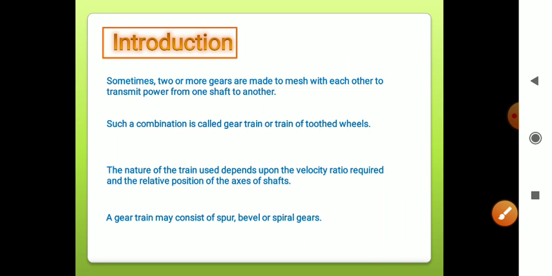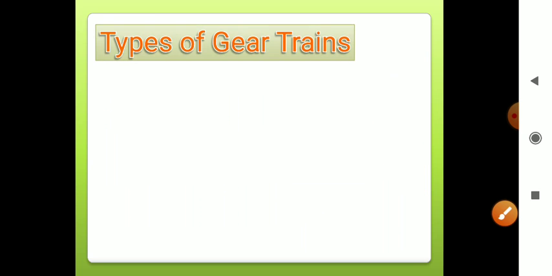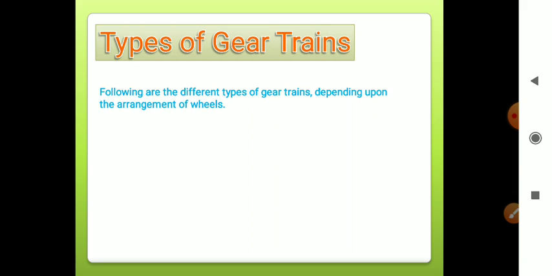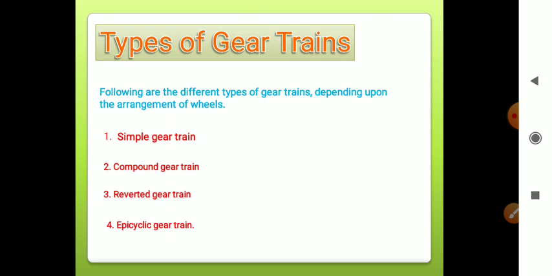So these are the introduction of the gear train. Now we are going to see the types of gear trains. The following are the different types of gear trains depending upon the arrangement of the wheels. The first one is the simple gear train. Next is the compound gear train. The third type is the reverted gear train. And the fourth one is the epicyclic gear train. These are the four types of gear trains.